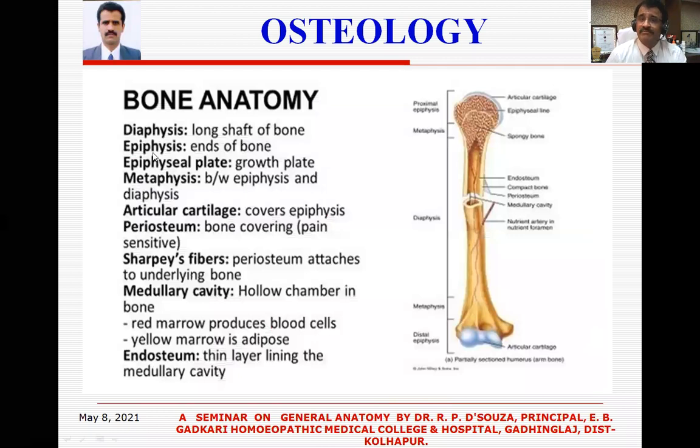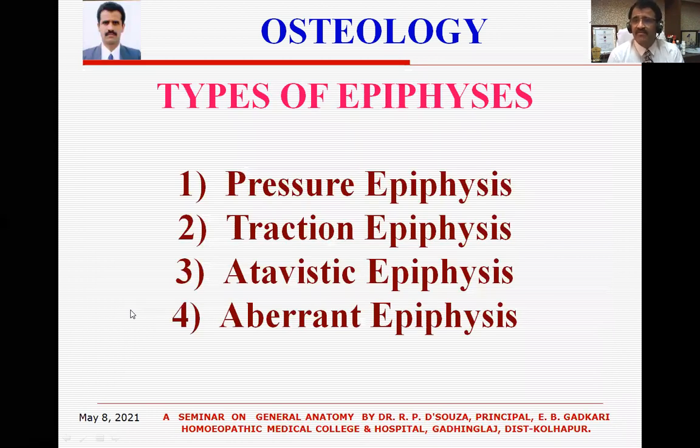So here you can see bone which is having a diaphysis and two ends which are called as epiphyses. Then there is epiphyseal plate of cartilage, and metaphysis which is the epiphyseal end of diaphysis. Okay, there is a medullary cavity shown here. You can see from inside the endosteum, you can see from outside the periosteum. In this image there are lots of things explained. So there are four types of epiphyses. In exam, most of the time the epiphysis is asked for a short note and sometimes for MCQs also. The four types are pressure epiphysis, traction epiphysis, atavistic epiphysis, and aberrant epiphysis.